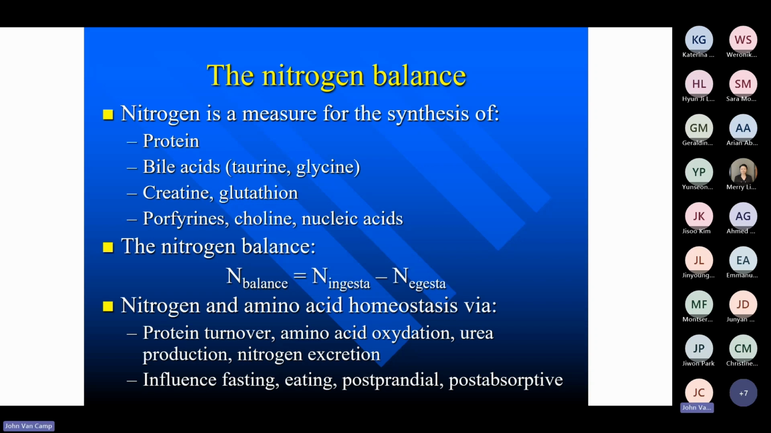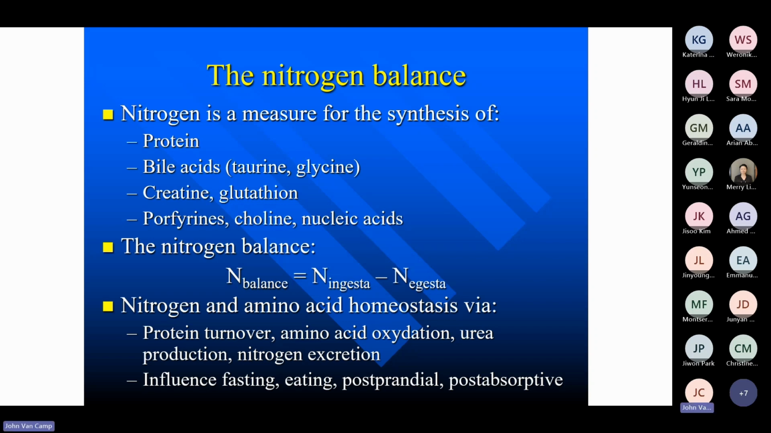The balance study was the original studies which are still used today to determine protein recommendations in humans. But more and more, people start to understand what is going on within the human body. With a balance study, you will not know that, because you just look at what is coming in and what is going out. The body is a black box.